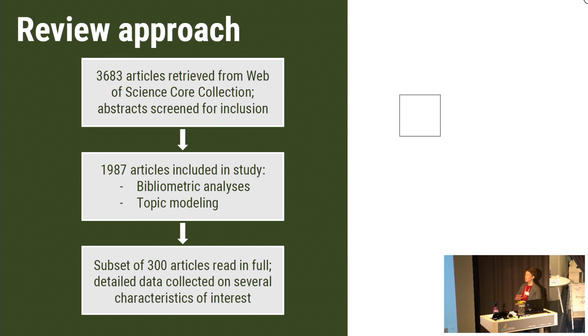Really briefly, we retrieved just under 3,700 articles from the Web of Science. We searched for them, targeting all abstracts whose text contained both one of about 30 terms related to the presence-only nature of data, and one of 5 terms related to biodiversity. We screened their abstracts, and we retained just under 2,000 articles. Then on that full data set, we did some bibliometric analyses and some topic modeling to get a sense of broad trends in the literature.